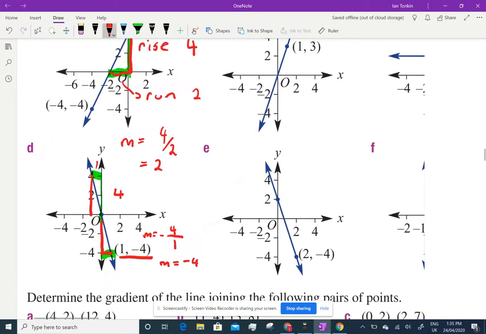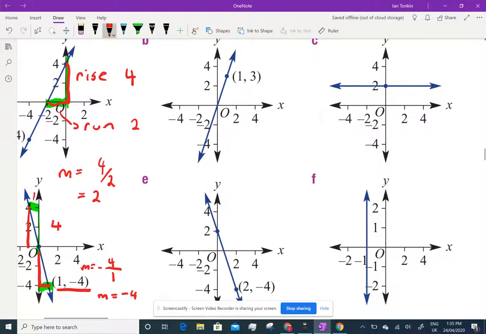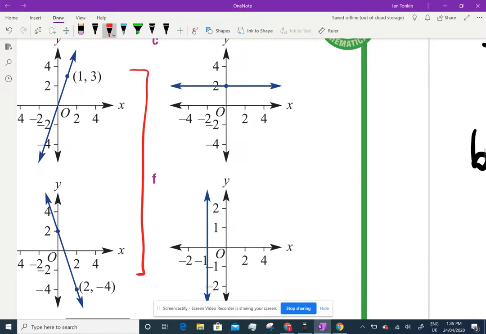Now, you do the same for these two. One's going up, so it's going to be positive. One's going down, so it's going to be negative. These two here are interesting. This one is a flat line, so it has a gradient of 0. This one is a vertical line, so it doesn't have a gradient. Its gradient is infinity.